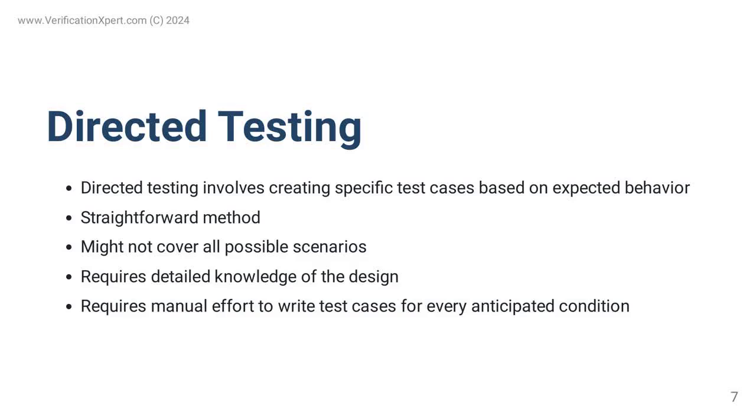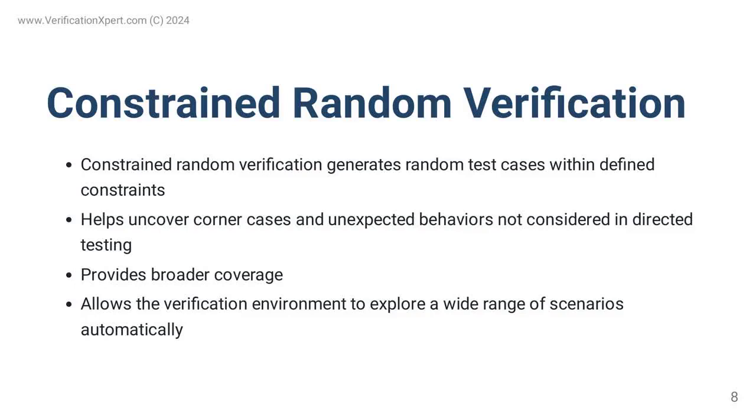Directed testing involves creating specific test cases based on the expected behavior of the design. This method is straightforward but might not cover all possible scenarios. It requires detailed knowledge of the design and manual effort to write test cases for every anticipated condition. Constrained random verification generates random test cases within defined constraints. This method helps uncover corner cases and unexpected behaviors that might not be considered in directed testing. It provides broader coverage by allowing the verification environment to explore a wide range of scenarios automatically.